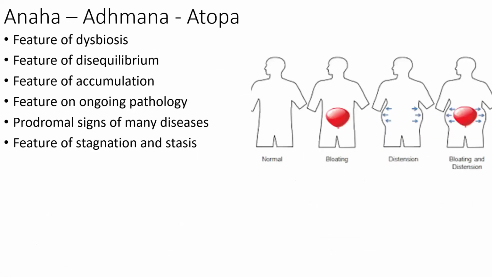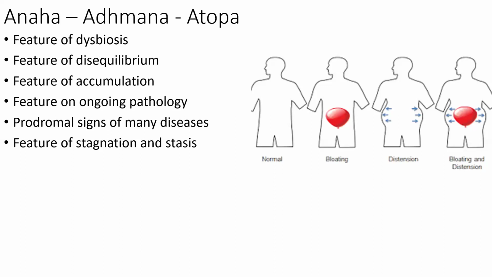Yes, this is the anaha, admana, atopa. I am talking about the second phase or second set of diseases after aruchi, after ajirna, as a response to ajirna, because ajirna means stasis of food, and liberation of gases, toxic gases, happens. So anaha, admana, atopa we can discuss here. The feature of dysbiosis, the feature of disequilibrium, the feature of accumulation, the feature of ongoing pathology.